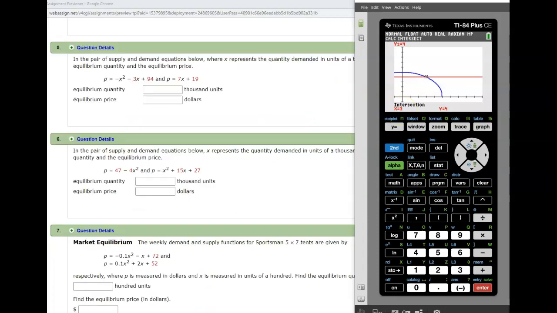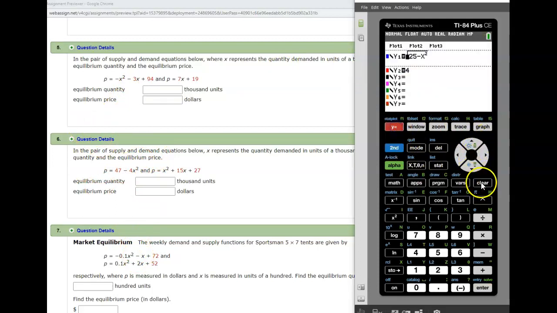Question number 4 was worked the same as number 3. And all of these, 5, 6, and 7, are finding the market equilibrium given a supply and demand equation here. So you're going to do the intersection for each of these. And I guess I'll do one of them. I'll do number 6, just because.